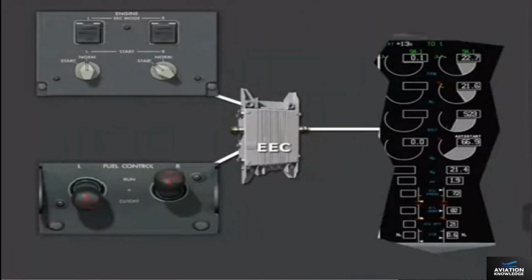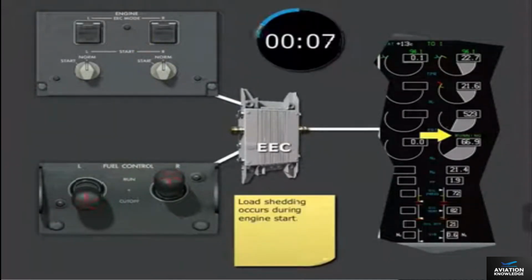While the EEC is in auto start mode, auto start is displayed in white above the N2 indication. The auto start indication blanks when the system is no longer attempting an engine start. When the engine reaches idle speed, the EEC will command starter cutout. The start selector releases to the normal position, and running is displayed in green above the N2 indication for 30 seconds.